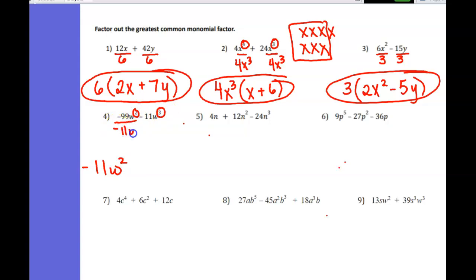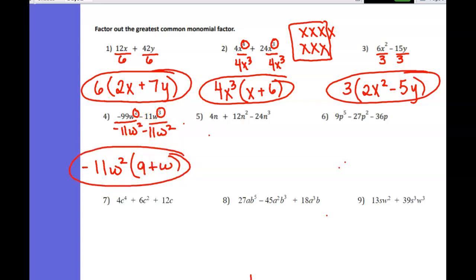Again, when I factor it out, I then can divide both terms to figure out what goes in, kind of your reverse distribute. Negative 99 divided by 11 is 9, and your w squareds would cancel out. And then negative 11 w squared divided by negative 11 w squared would be plus a w. Okay, and it works the same way with 3 terms.